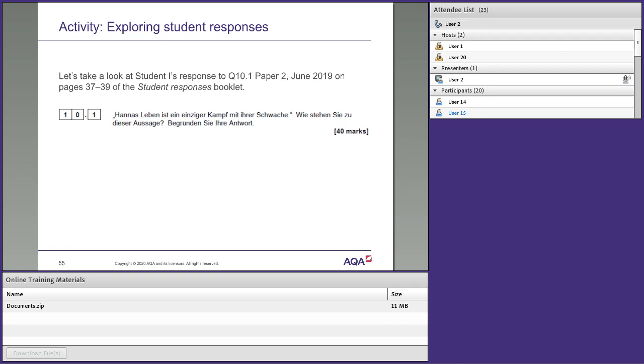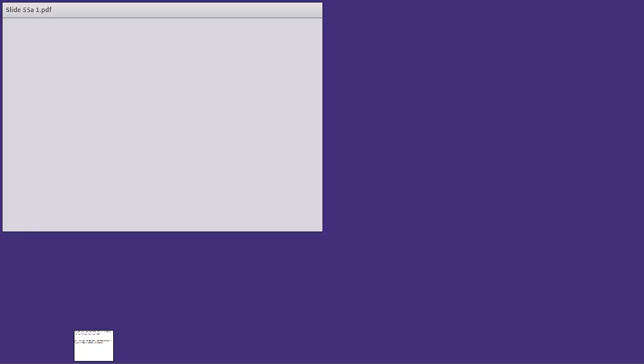So we're going to have a look at student I's response to question 10. It's page 37 if you've got it in the student responses booklet downloaded. So if we could have student I on the screen, please.